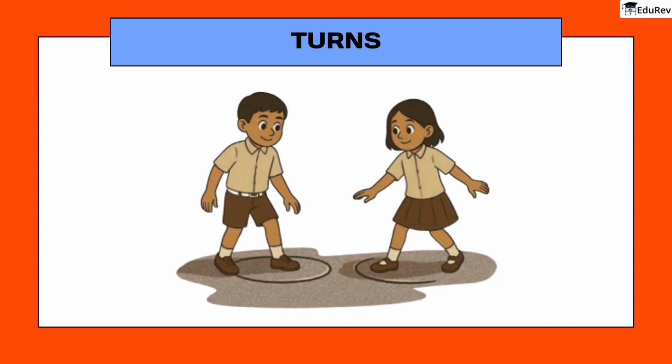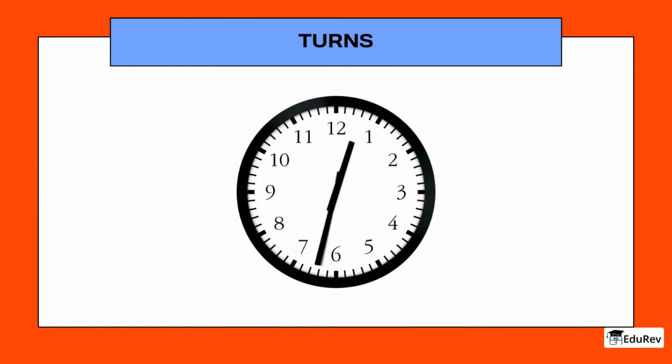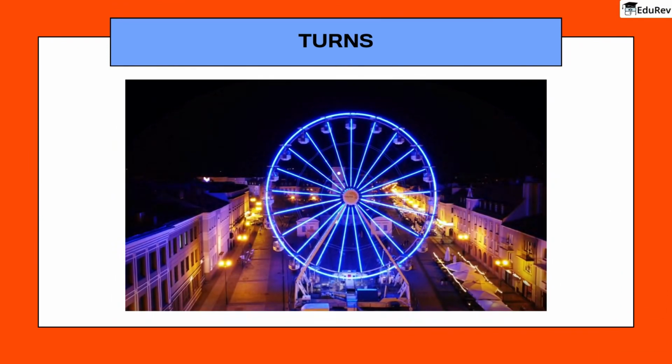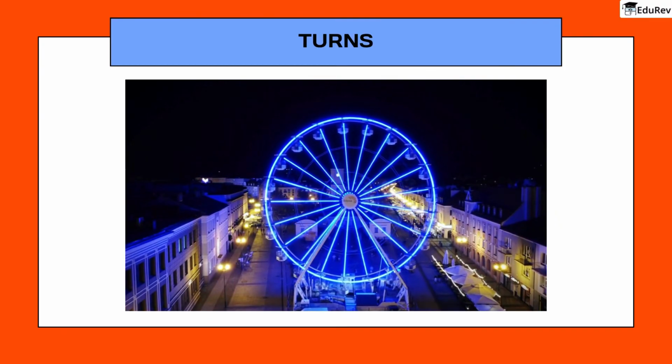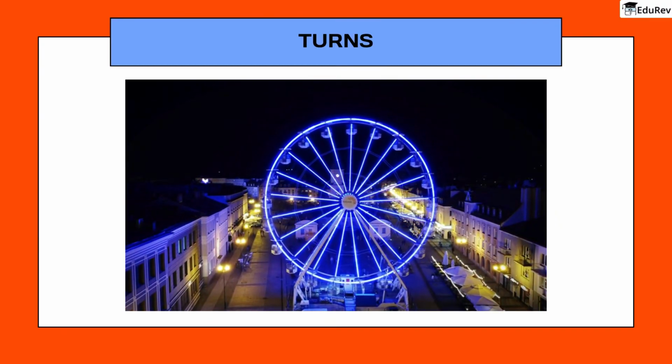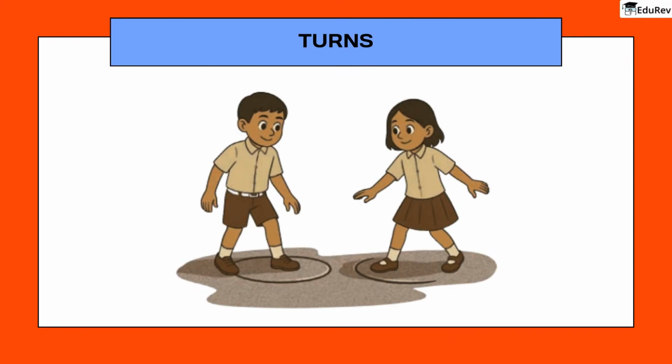Now, let's talk about turns in real life. Ashutosh and Sahana are both making circles. Ashutosh made a full turn while Sahana made a half turn. You can also observe a full turn when the minute hand of a clock completes a full circle. Think about it. A giant wheel at a fair also makes a full turn when it comes back to the starting point. So, there you go. A full turn and a half turn are everywhere around us.